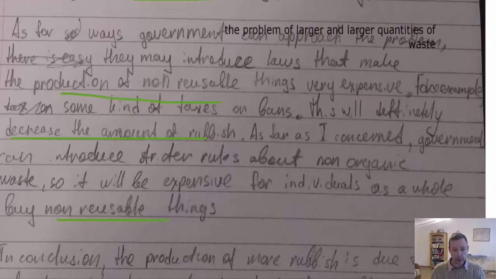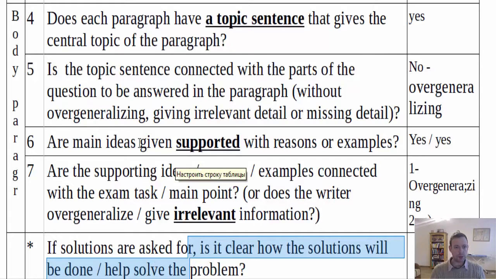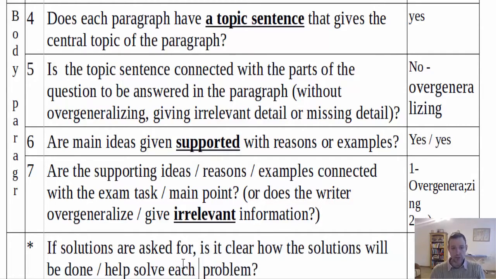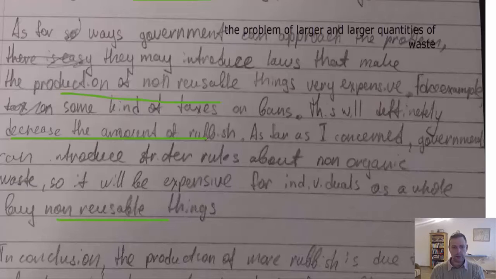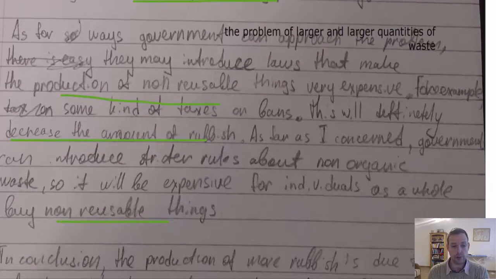And this is the point in the checklist. Here, this last point down here, if solutions are asked for, is it clear how the solutions will be done? How they will help solve the problem? And I should say, solve each problem presented. Okay, so is it clear how laws that make the production of non-reusable things very expensive, taxes or bans, how will that solve the problem of in a short period of time, technologies become outdated? So that's not 100% clear, unfortunately, but I can kind of guess what's going on. So it's not too bad. We're looking at about a 7 for that one.